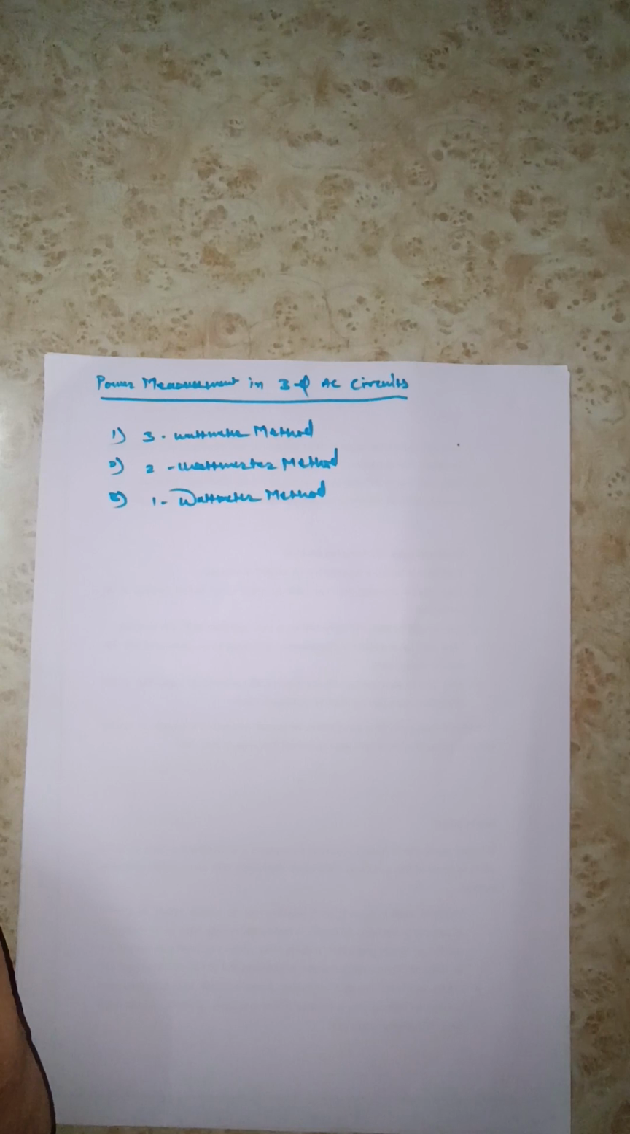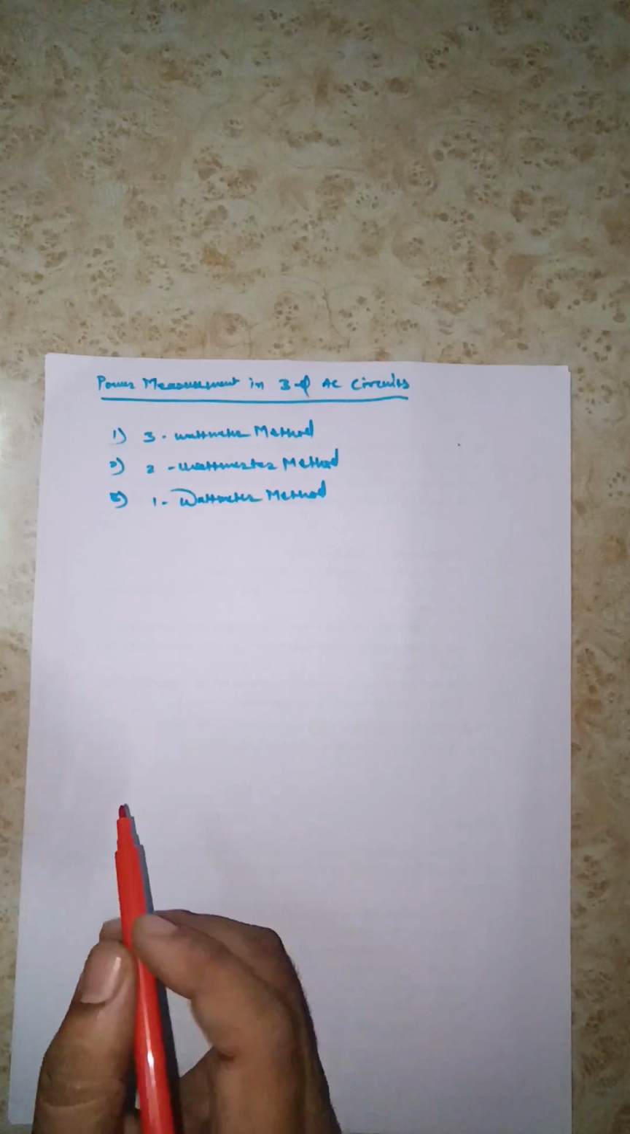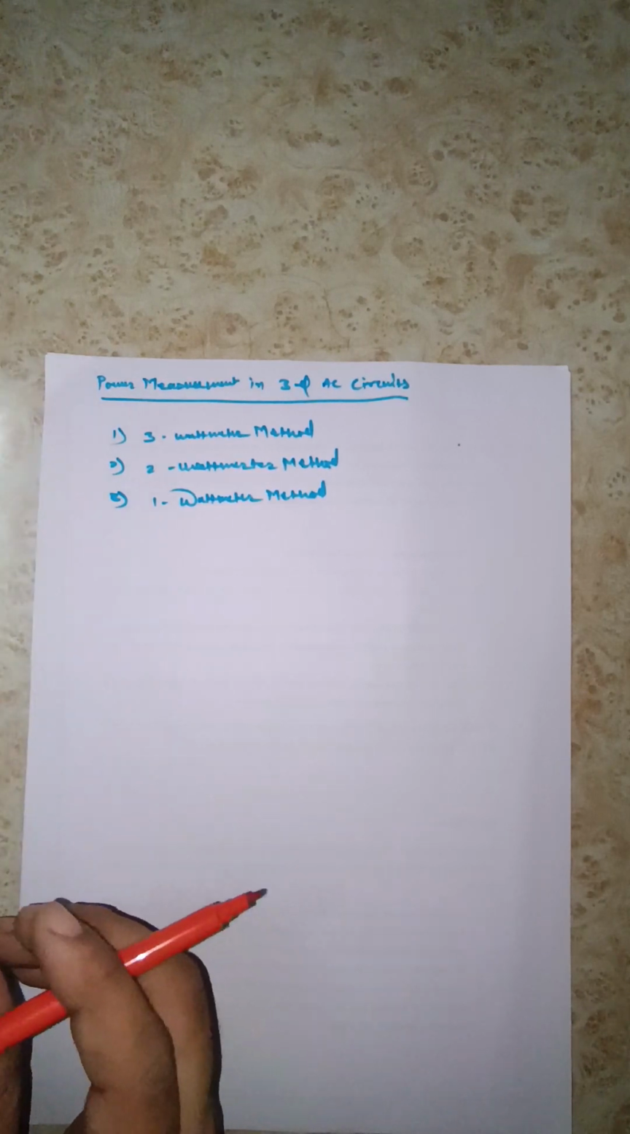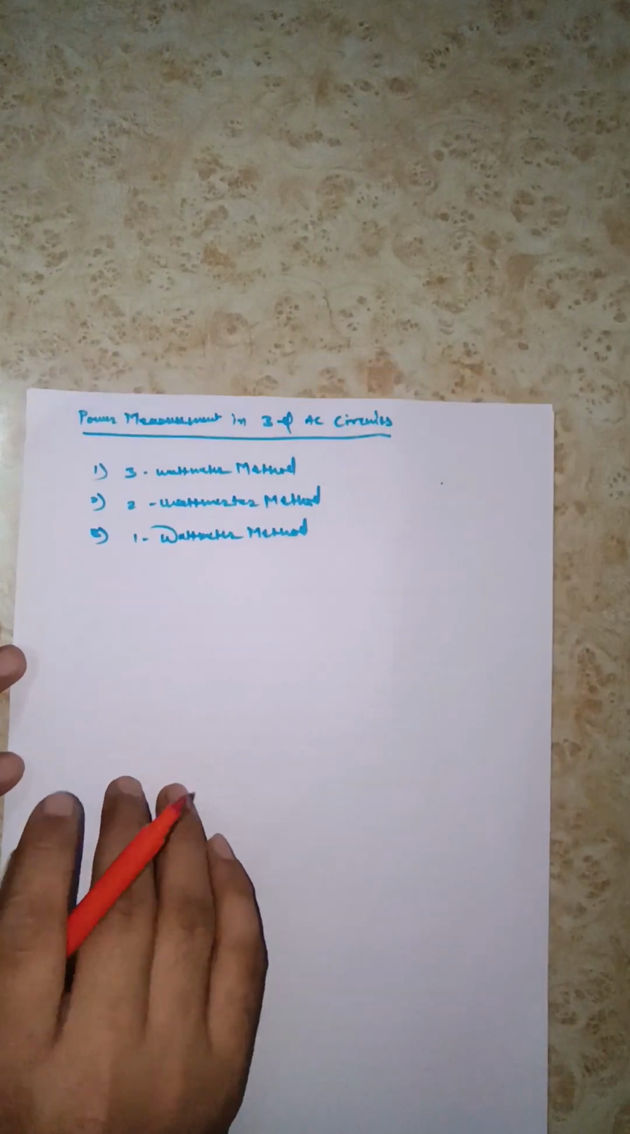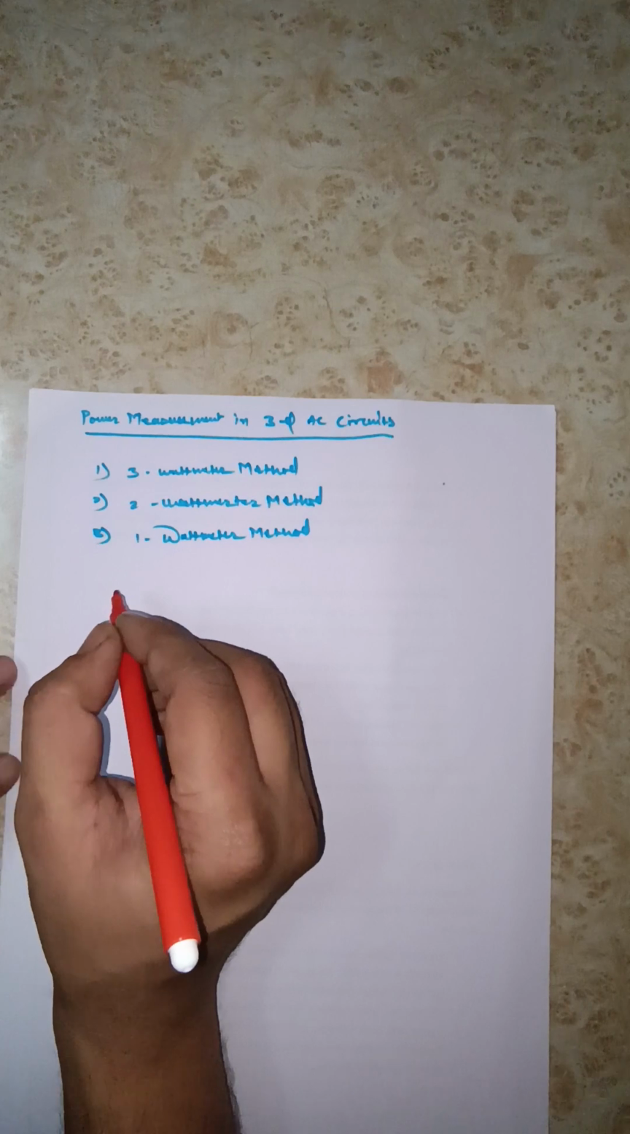Hello students. So again we are going to start power measurement in three-phase AC circuits. For power measurement there will be three methods: the 3 wattmeter method, the 2 wattmeter method, and the 1 wattmeter method. The most popular and useful method is the 2 wattmeter method, but we will discuss each and every method one by one.